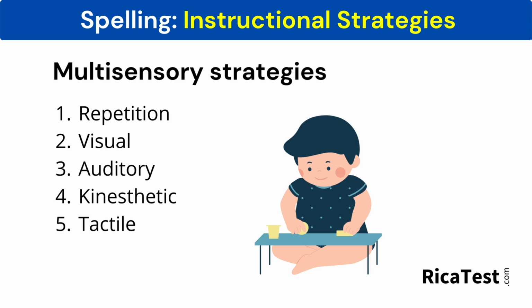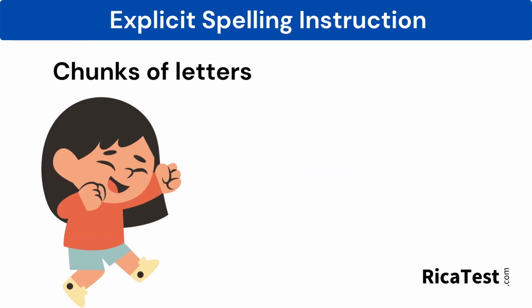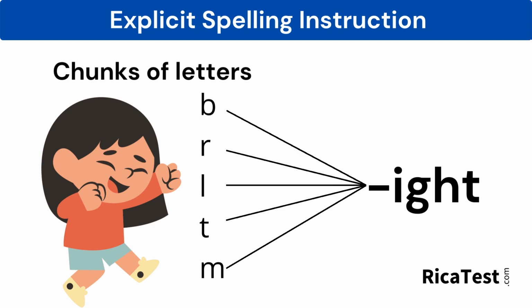This approach is great for very young learners. Teachers also teach students to spell larger, more complex words by identifying the chunks of letters within words. We call these phonograms, such as ite. Here, we can teach students that if they know the ite ending, they will also be able to spell words like bright, right, light, tight, might, and even more.